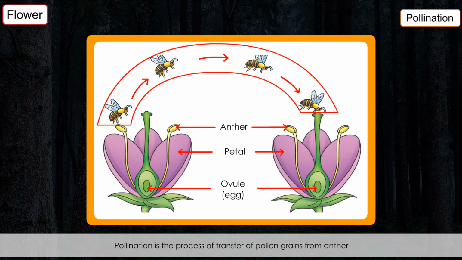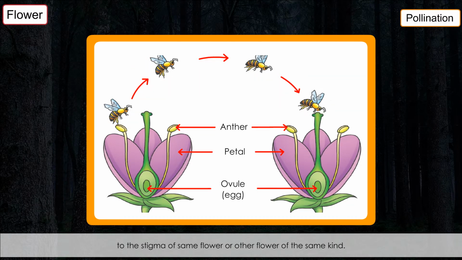Pollination. Pollination is the process of transfer of pollen grains from anther to the stigma of the same flower or other flower of the same kind. The various pollinating agents are wind, water, insects, etc.